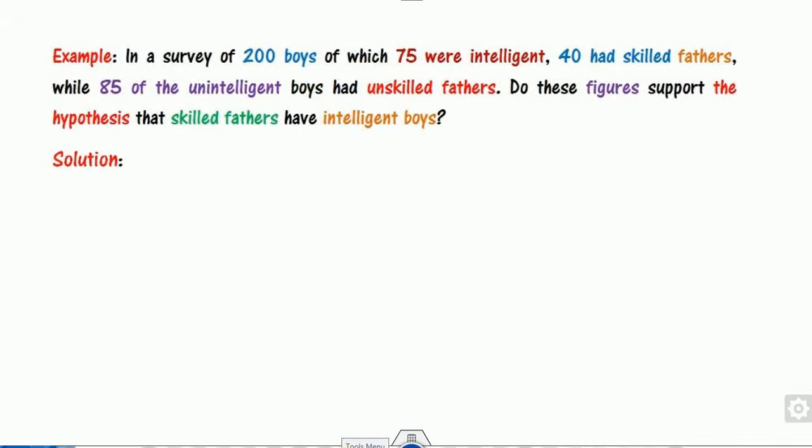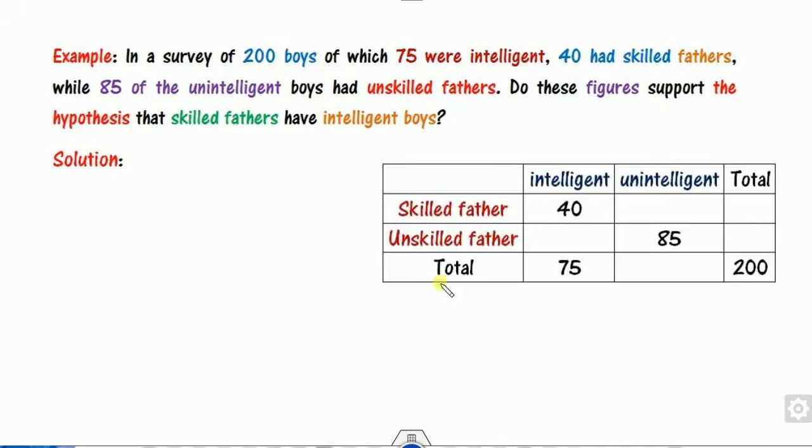In a survey of 200 boys, this is my total, 75 are intelligent and have a skilled father, their father is also skilled, as given to you. 85 of the unintelligent boys have an unskilled father. So there are two attributes: skilled father or unskilled father, and intelligent boys or unintelligent boys. So how many boys are there in total? 200, as given to you.